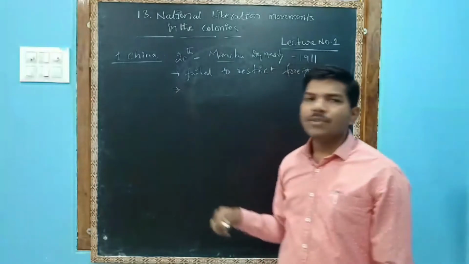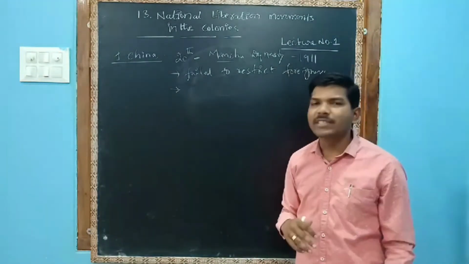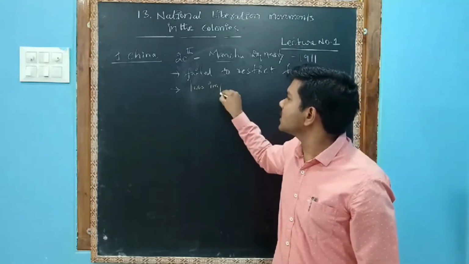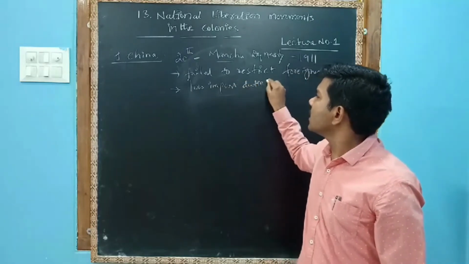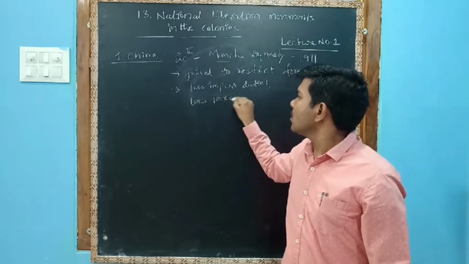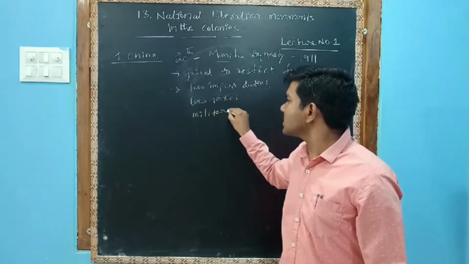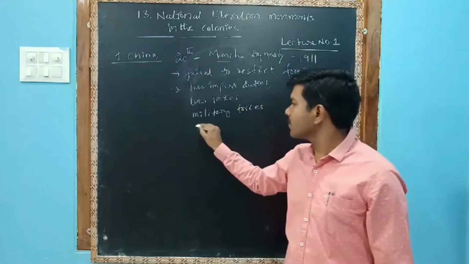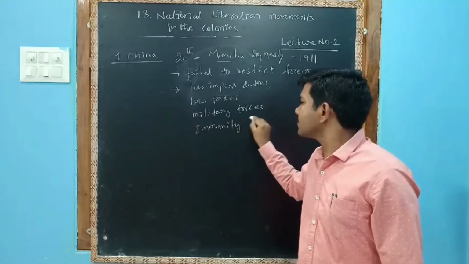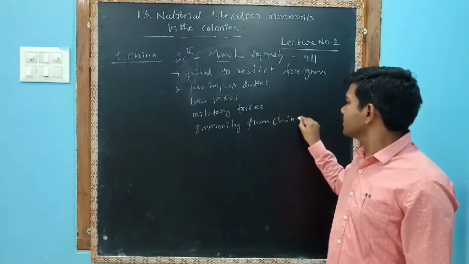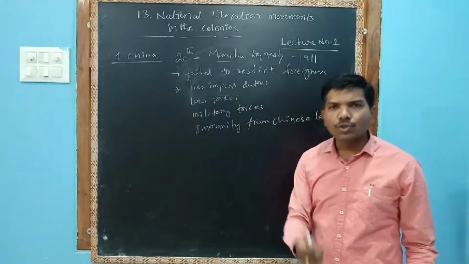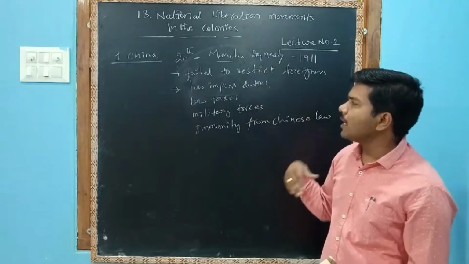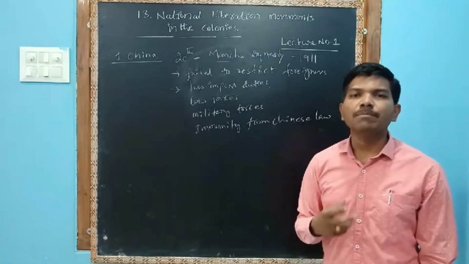Next, they gave a lot of exemptions to the foreigners. What were the exemptions? Low import duties, low taxes, military forces, and also immunity from Chinese law. So the Manchu dynasty failed to stop foreigners from entering China, and they also gave certain concessions, certain benefits, to the foreigners.